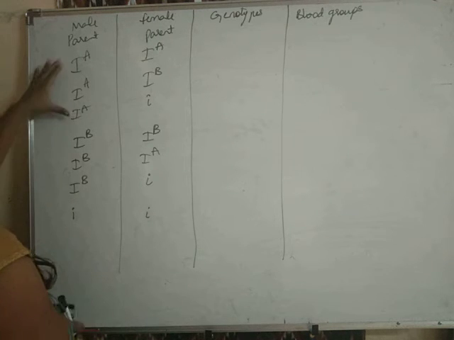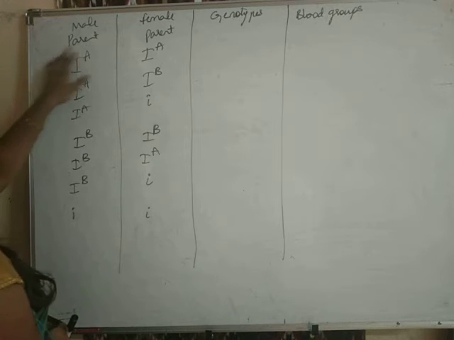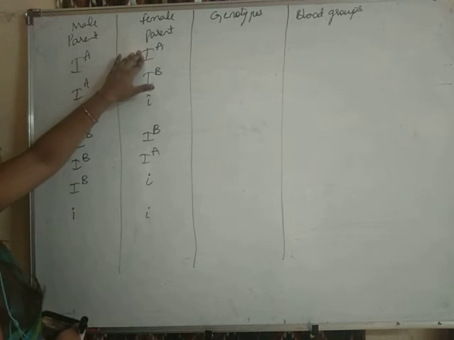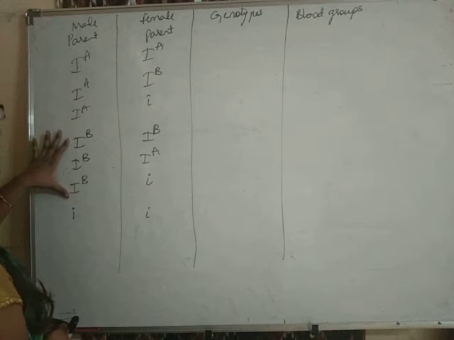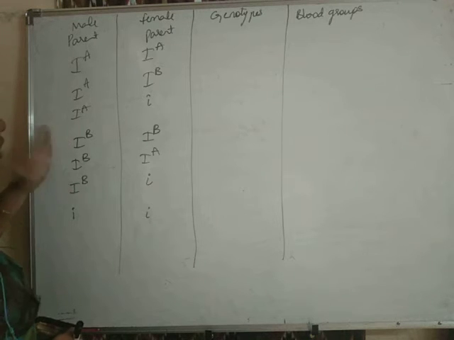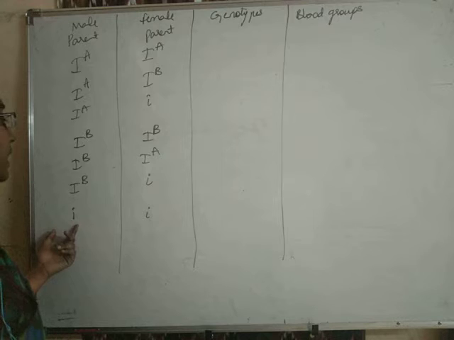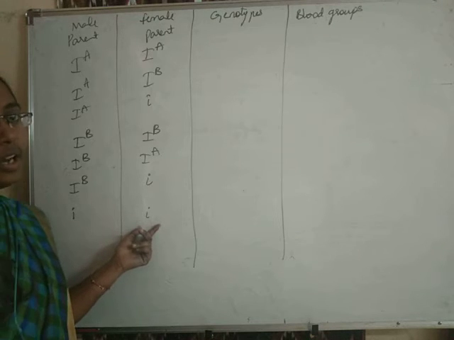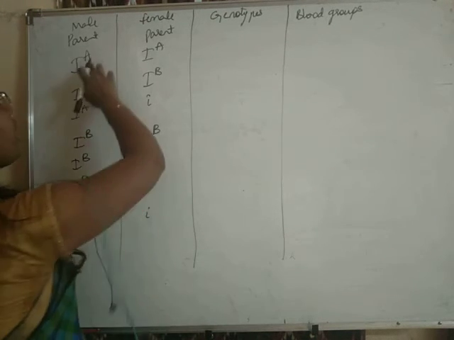Okay, if the male parent is carrying IA, the female parent can have the allele IA, IB or i. If the male parent is carrying IB, the female parent can have IB, IA or small i. If the male parent is i, the female parent may also have i. So let us see what are the genotypes possible.